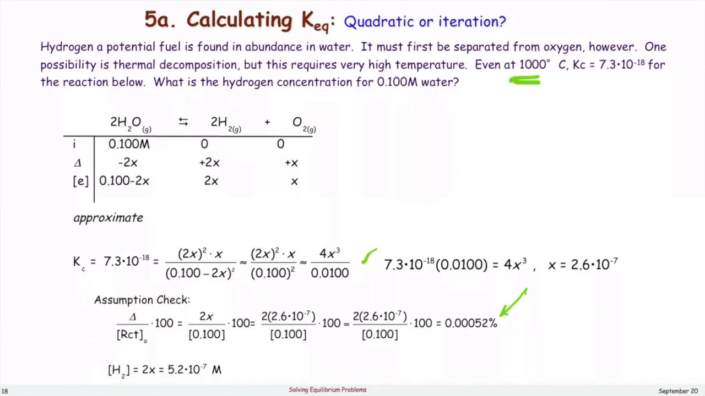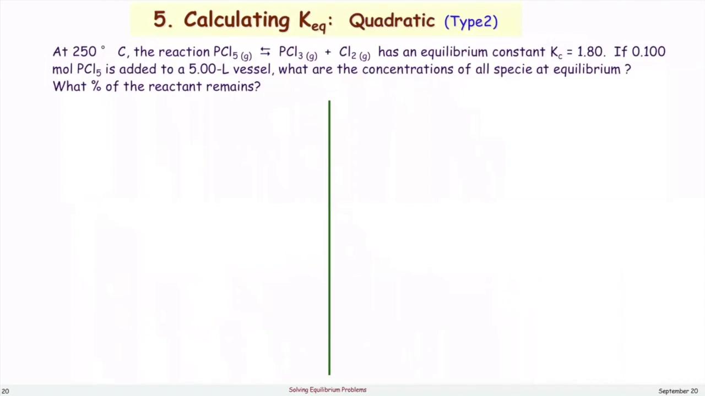Okay. Let me do another problem here. This is the reverse of the simplifying assumption, in that not much of the initial reactant is consumed. Take a look at this reaction. We have PCl5 going to PCl3 and Cl2. So that reaction, PCl5 going to PCl3 plus Cl2. And it's a 1:1:1 ratio. Okay, 1 breaks down to 2 in this particular case.